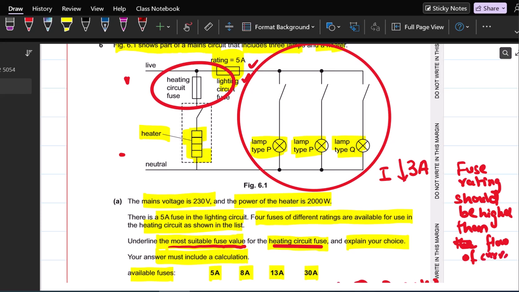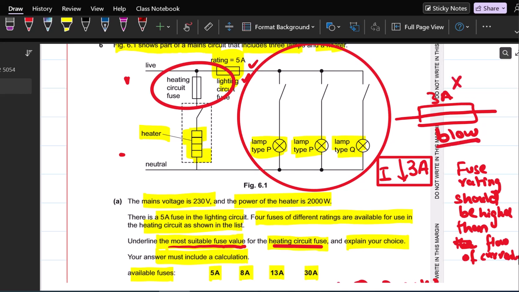Actually, what happens if 3 ampere current will flow and you are using a 3 ampere fuse, it will burn, it will blow, it will melt. So it is not appropriate. It is better to keep it a little higher. You can use 5 ampere. This is a good, appropriate way of using the fuse.